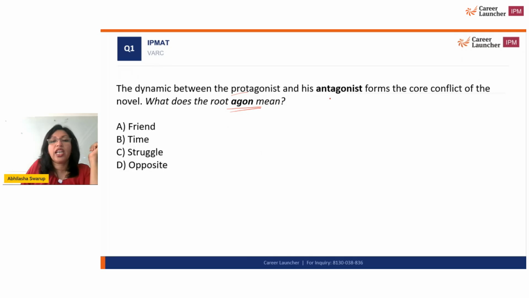So protagonist and antagonist. So agon, what is the root word? You're looking for that, right? Take a minute and tell me if it is friend, time, struggle, or opposite. I'm waiting for your answers. So the correct answer here, guys, is struggle. I hope you got that. So protagonist, proto means first. Agonist is the first one who's struggling. Anti means opposite. So someone who's against the struggle.